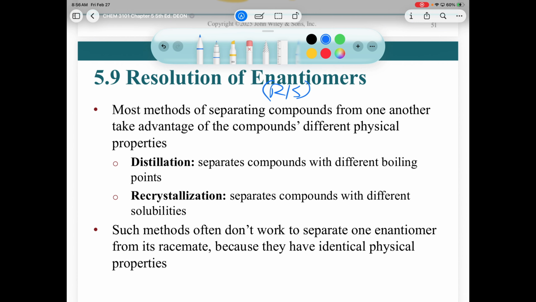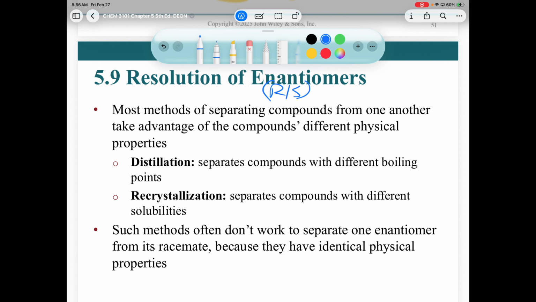There's a few ways, and believe me, Mr. Dion's not an expert at separating compounds. I'm more of an expert at synthesizing the compound enantiopure. But one thing you can do is distillation. This is for compounds that have different physical properties. We use distillation or recrystallization.